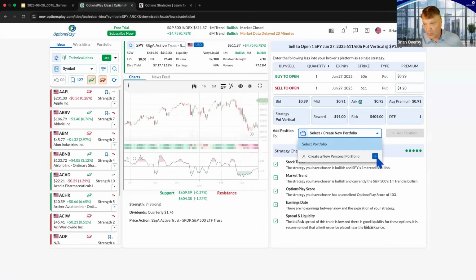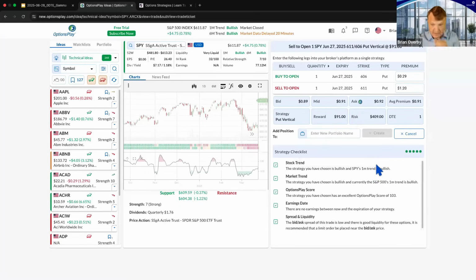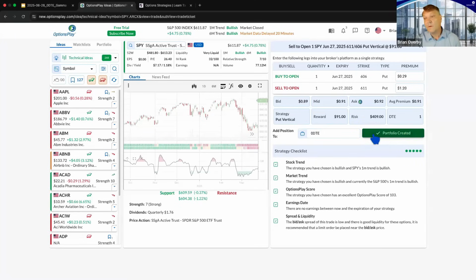And then I'm going to create a new portfolio. And I'll show you how to do this inside our platform here. Portfolio name will go 0 DTE, and we're going to create that. And now if this is a trade that I'm interested in doing, this means I'm bullish on the marketplace. I'm going 5 points wide. I'm bringing in close to $1. My risk is going to be $4.